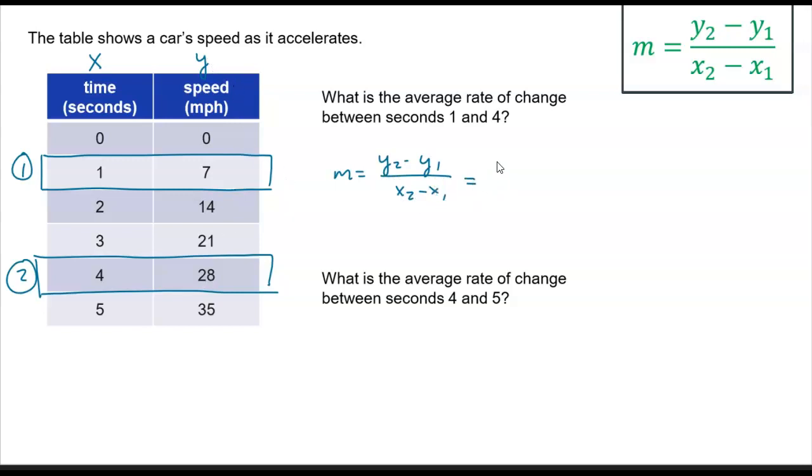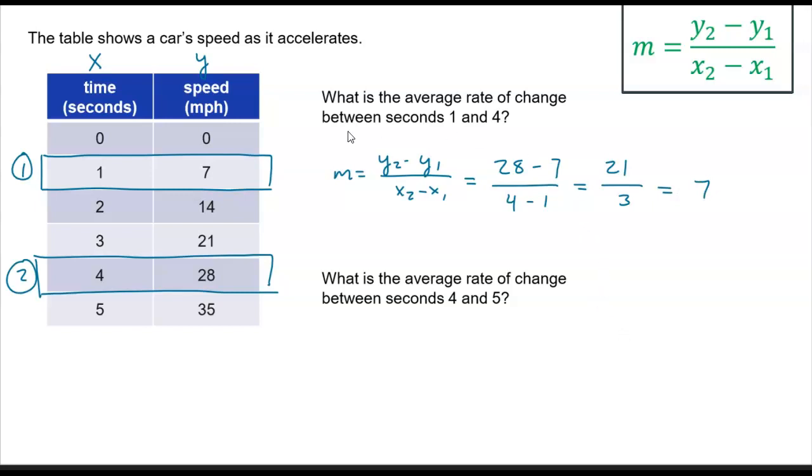y2 is 28. y1 is 7. x2 is 4. x1 is 1. 28 minus 7 is 21. 4 minus 1 is 3. And 21 divided by 3 is 7.